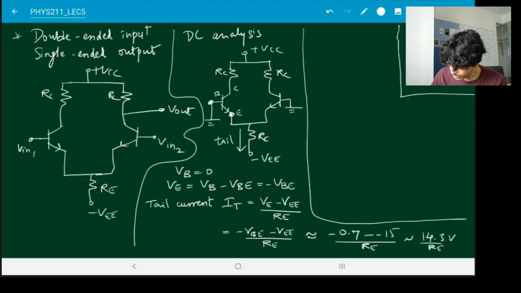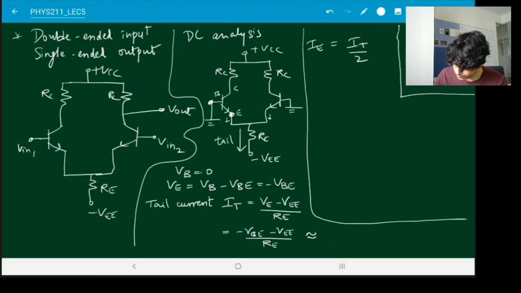What have we done? We got the tail resistance, the tail current. Now, the current that is flowing through the emitter, so over here and over here, from symmetry it is going to be half the current in the tail. So IE is IT divided by 2. So now we know what the emitter current is. And therefore we know what the collector current is.